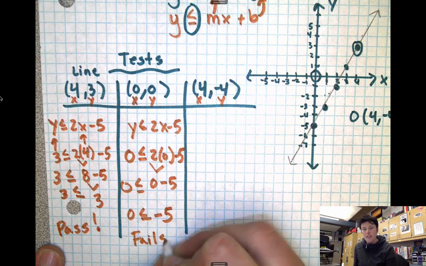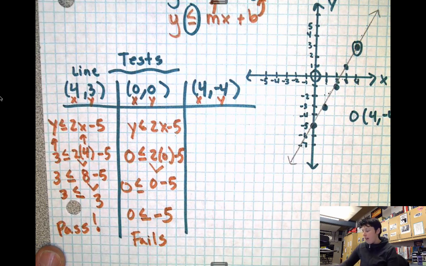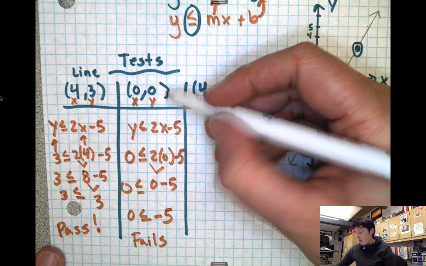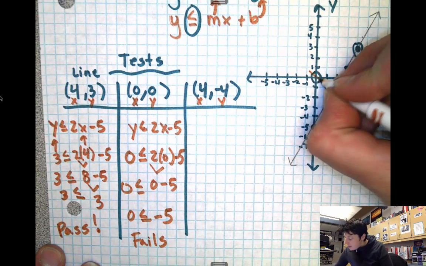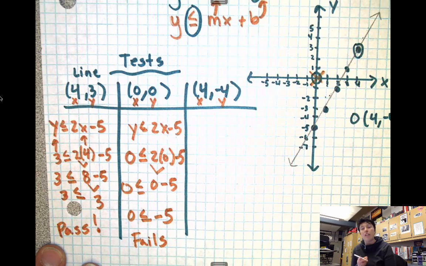That one fails my test. That is not true. So I'm going to go to my graph here, and I just tested 0, 0. And on my graph, here's 0, 0. And because it fails, I'm going to exit out so I don't forget. That is a failed point.